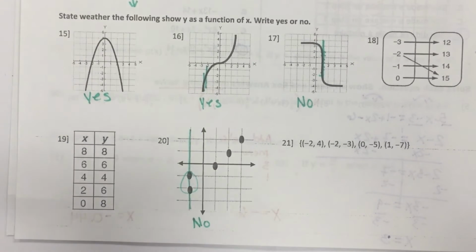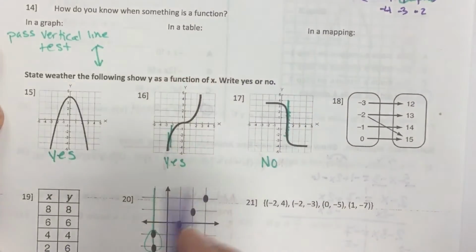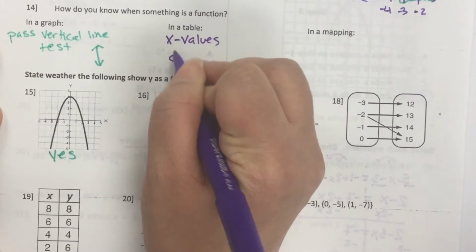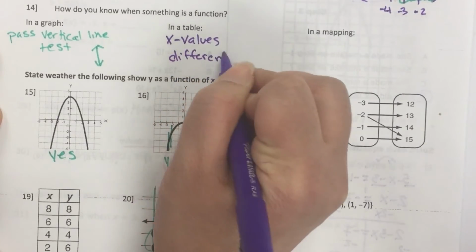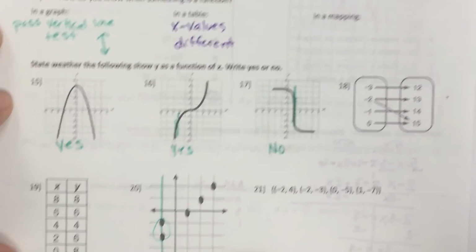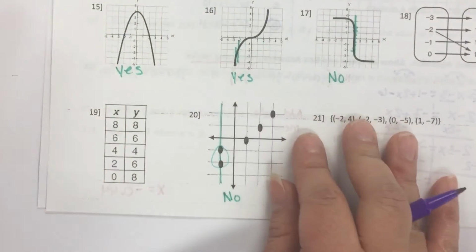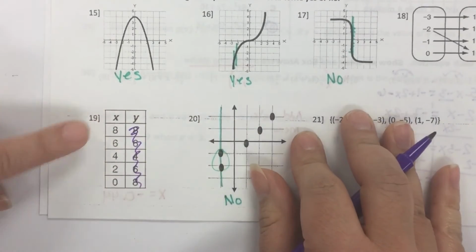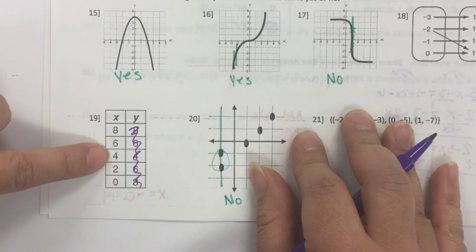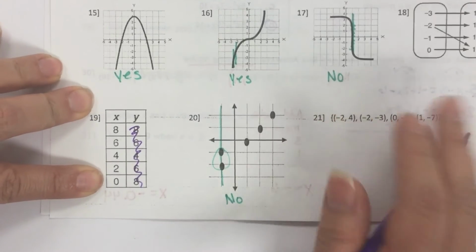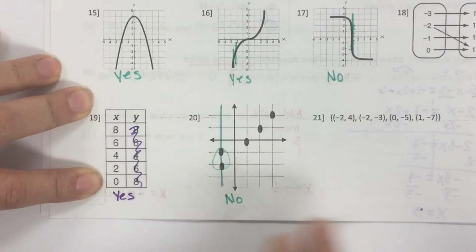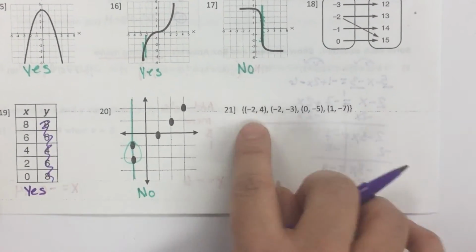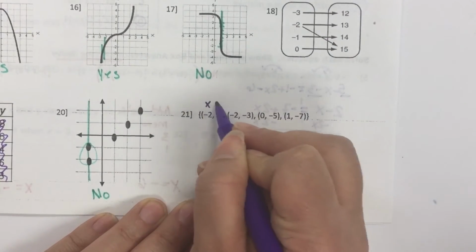When we are looking at a table, the x values need to be different. Okay, so if I look at question number 19, the y values mean nothing. Okay, you don't even need to look at them. I just want to look at my x. Do any of these numbers repeat? They do not, so it is a function. A table can also be like a list of points, because we have an x and a y value.